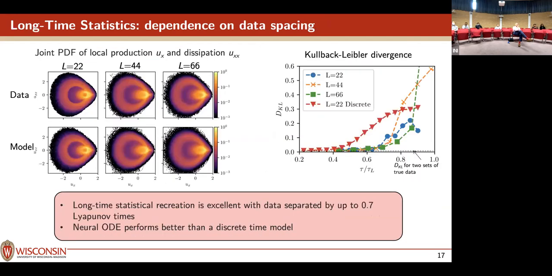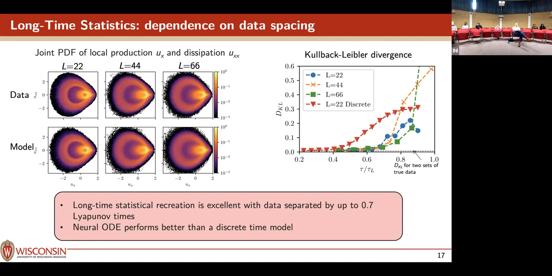And then the other thing that we can look at is the long time statistics. So what does the attractor look like? The way we've chosen to represent that is with the joint probability density of the first and second derivatives of the signal. The reason for that is that in the Kuramoto-Sivashinsky equation, the first derivative is analogous to the turbulent production term in Navier-Stokes, and the second derivative is analogous to the turbulent dissipation term. Those are things you care about for Navier-Stokes, so those are things that we care about for Kuramoto-Sivashinsky.